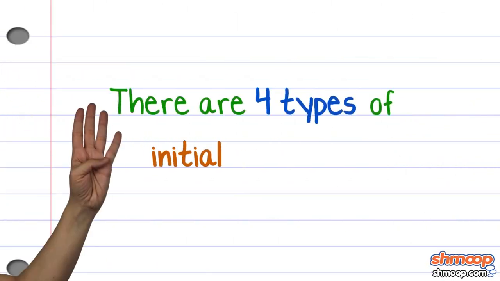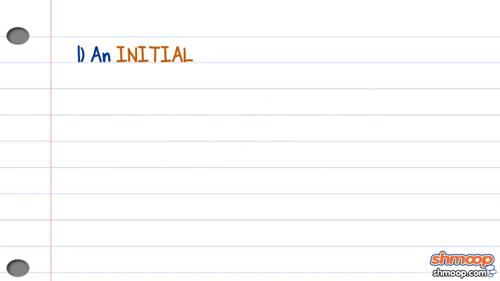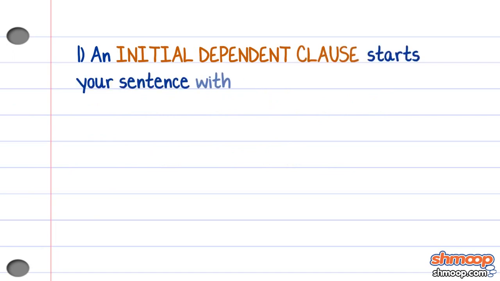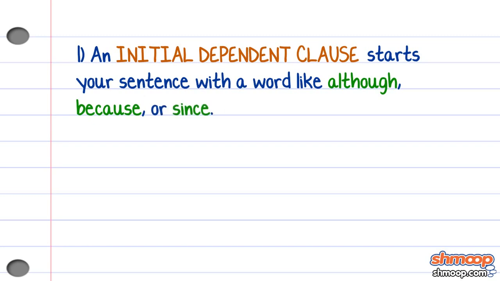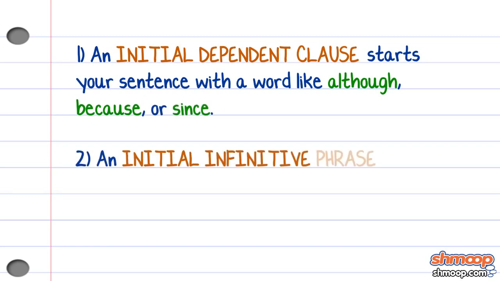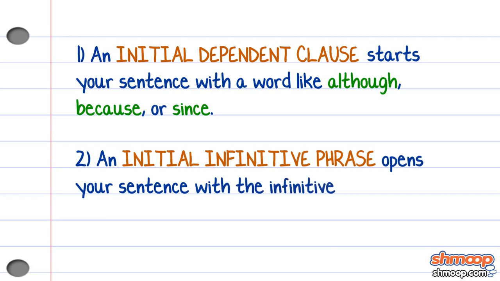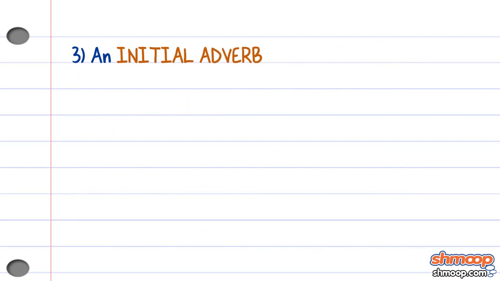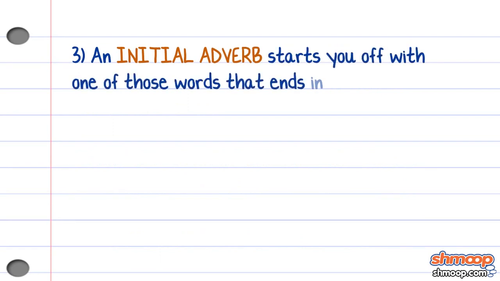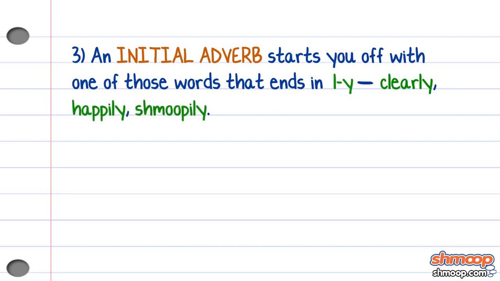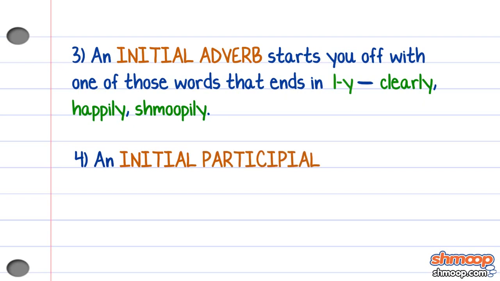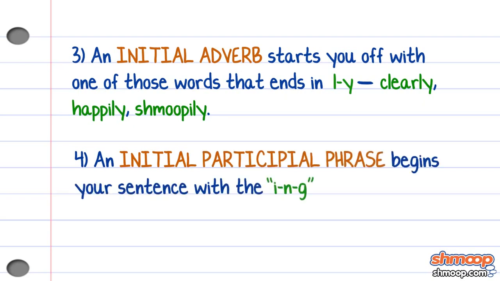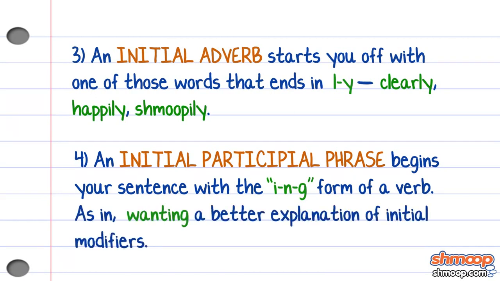There are 4 types of initial modifiers. Write them down. An initial dependent clause starts your sentence with a word like although, because, or since. An initial infinitive phrase opens your sentence with the infinitive of a verb. We'll explain what that is in a bit. An initial adverb starts you off with one of those words that ends in ly. Clearly, happily, schmuppily, something like that. And finally, an initial participle phrase begins your sentence with the ing form of a verb, as in wanting a better explanation of initial modifiers. All right, we're getting there.